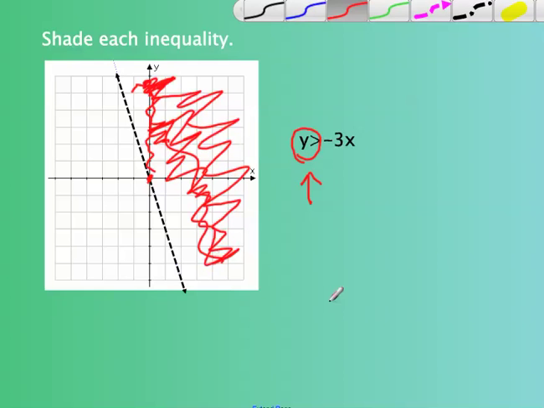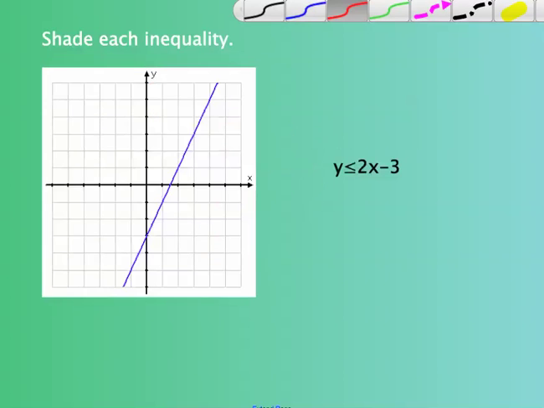Okay, let's look at another one. Here we have y is less than 2x minus 3. Again, I went ahead and graphed it for us. Put the negative 3 on the y-intercept here. The slope is 2, or 2 over 1, so you go up 2 over 1 and make your line. We made this one a solid line because it has the line underneath our little crocodile mouth.